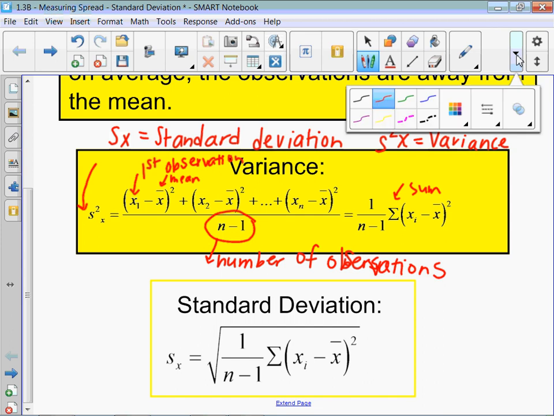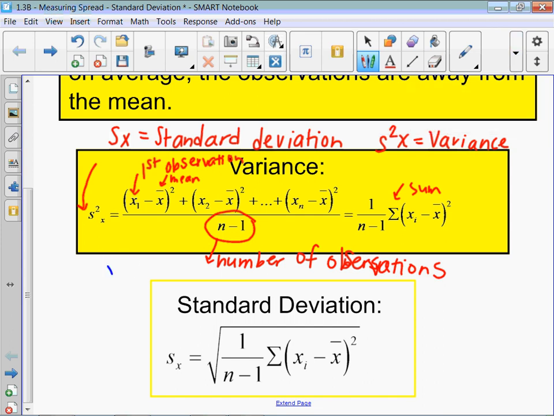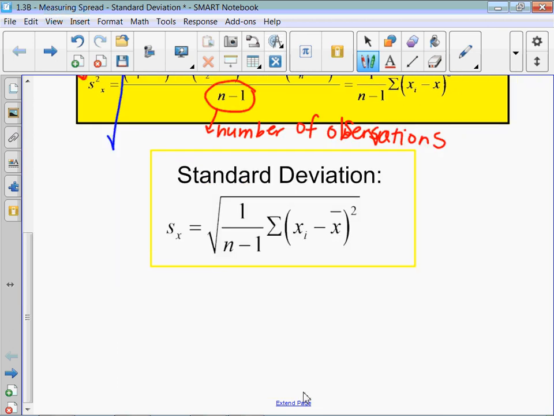And then to find the standard deviation, you just take your answer, or your whole entire thing, and you square root it. All right, so here's the formula for standard deviation. That little s sub x is the square root of the sum of the data point minus the mean squared plus the data point minus the mean squared, and so on, all divided by n minus 1.